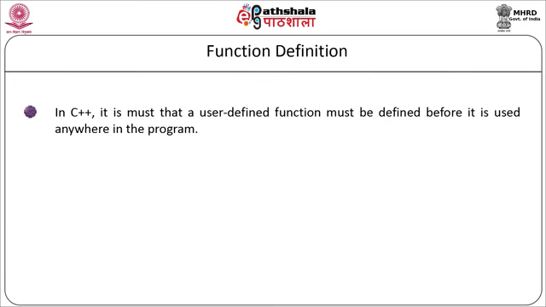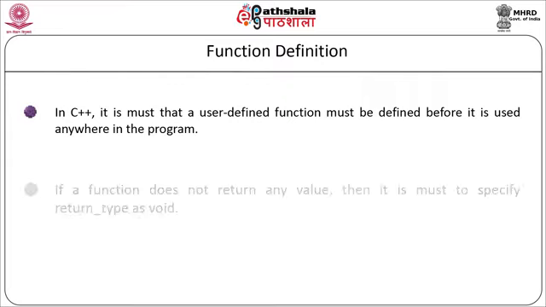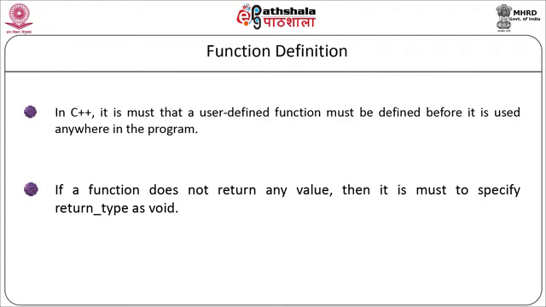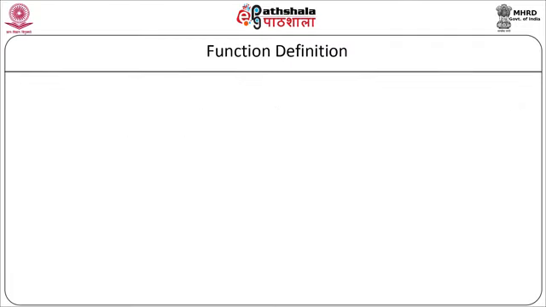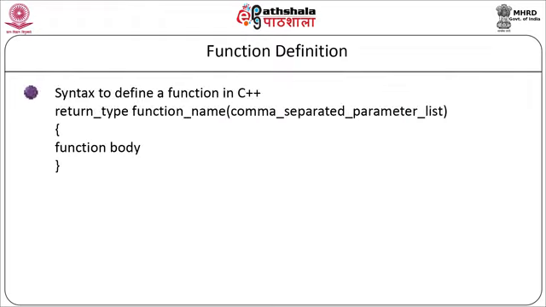In C++, it is a must that a user defined function must be defined before it is used anywhere in the program. If a function does not return any value, then it is a must to specify the return type as void. This is because in C++ by default the return type will be integer. The syntax to define a function in C++ is as follows: the return type, the function name, in brackets the comma separated parameter list, starting braces, the body of the function and the ending braces.